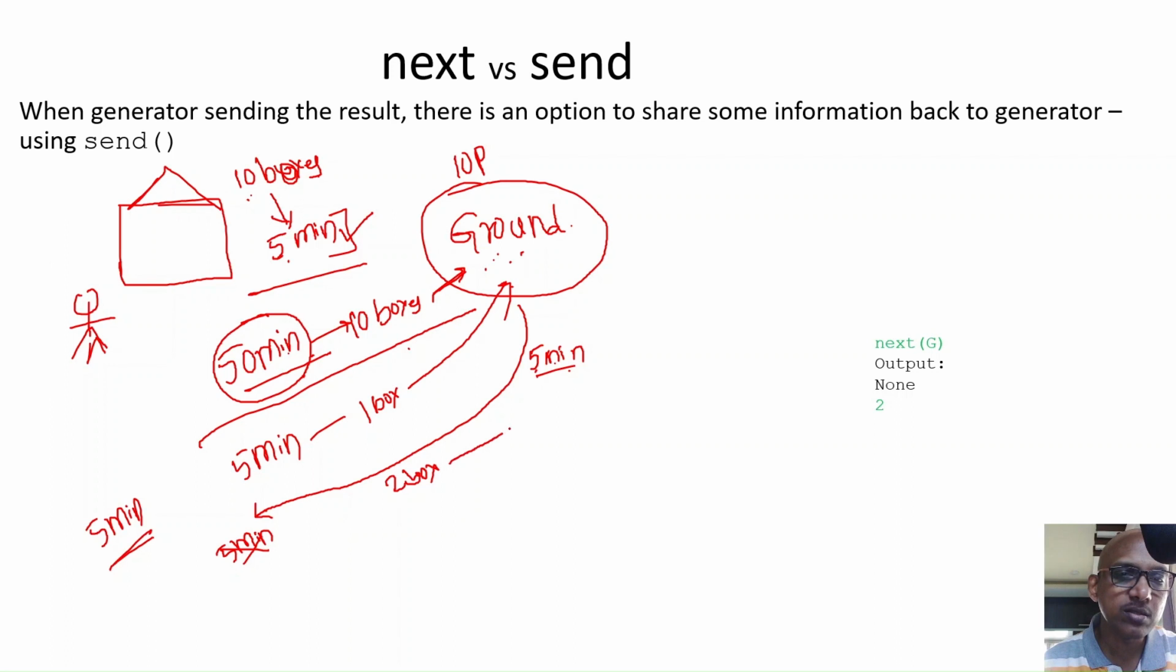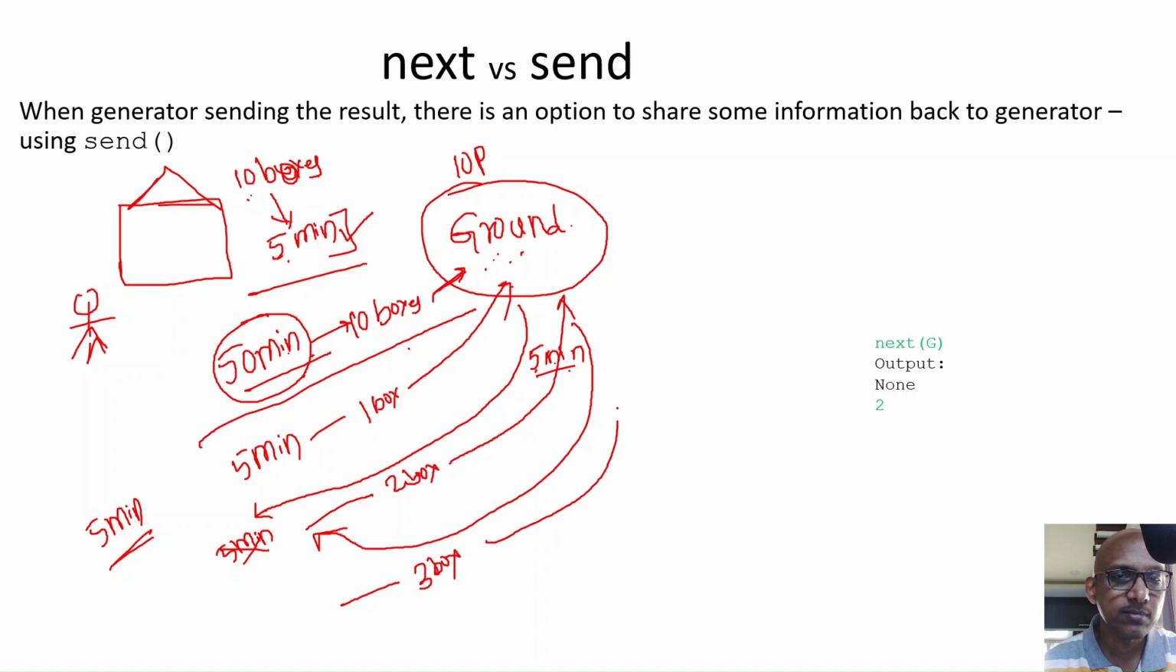Again, I'll take the second box, I'll go to the ground, and come back with empty hands. So this again is going to take 5 minutes of time. And by that time my mother is going to arrange the third box. So like this, I am able to give 10 boxes to my players. Clear?